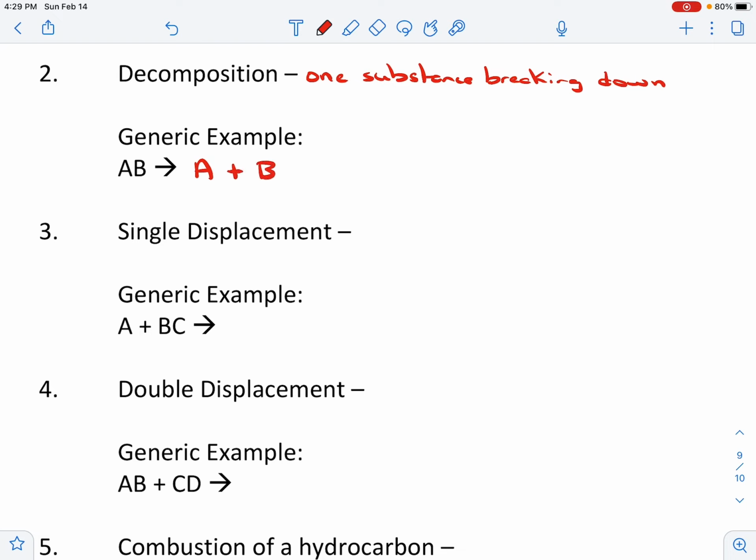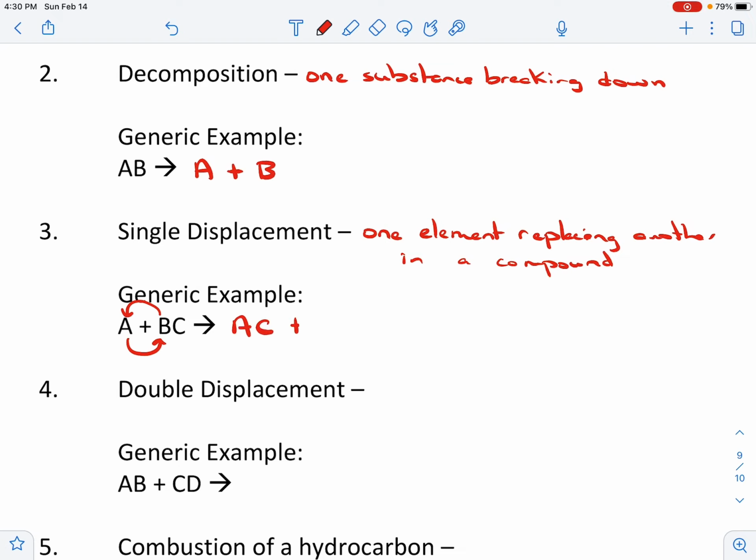As we're moving on, we have a single replacement or displacement. That can be used interchangeably: single displacement or single replacement. We have one element replacing another in a compound. So we have A plus BC goes to, and A and B are going to switch places. A is now going to be with C and B is going to be by itself. Notice how that one element replaces another in a compound.